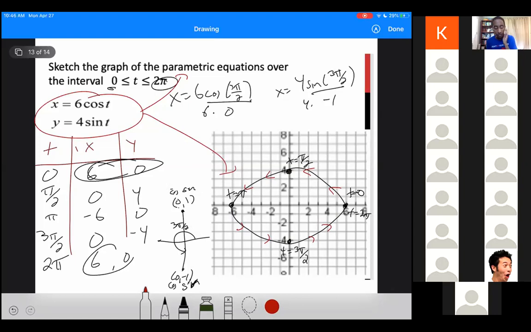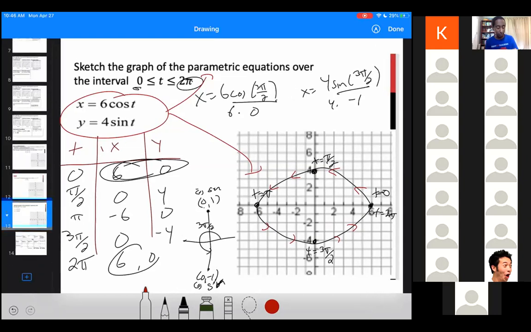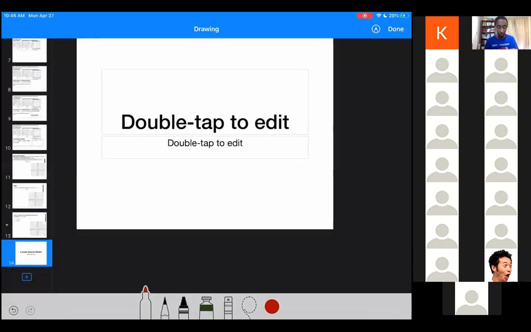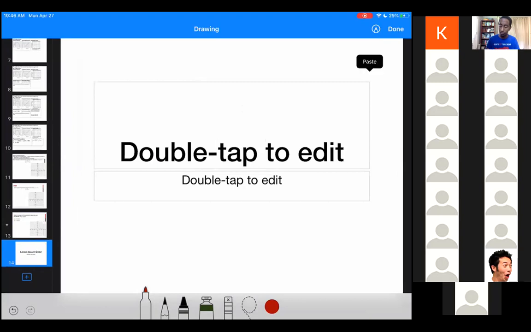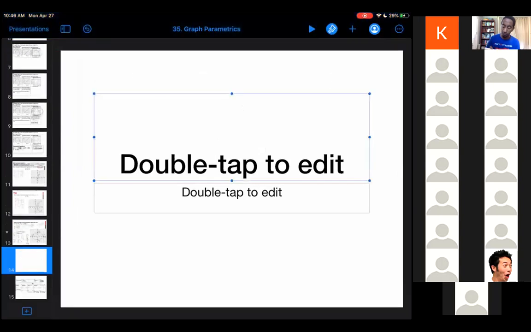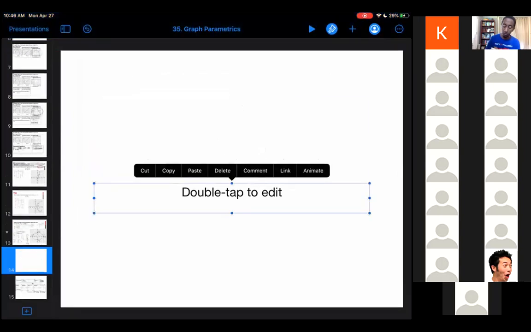How are trig and the unit circle and parametrics connected to ellipses? All of which we've talked about this semester. Math is cool like that. Let's talk about that. Let me add a new slide. We're going to talk more about this, but I just think it's fun.